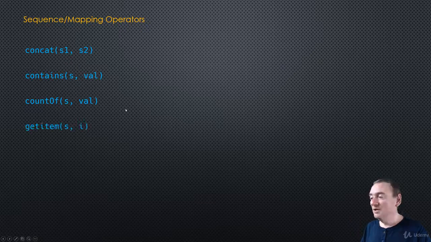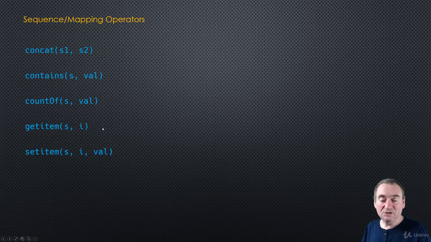We also have countOf, where we can see how many times val occurs in s. This basically counts. You also are able to get items by index. So getitem(s, i) will return the item at index i in s, assuming that s of course is large enough to retrieve that item. So this is the same thing as really saying s[i], right? But this is now a functional equivalent of that operation. You also have the setitem. setitem is going to set s[i] equal to val. That's the equivalent expression.